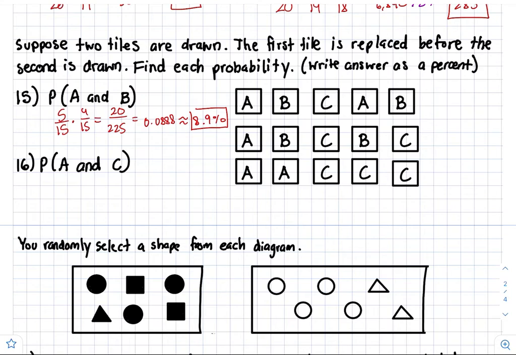Now, the probability of getting A, you guys, is 5 out of 15, and the probability of getting a C is 6 out of 15. Multiply those together, so we get 30 out of 225. 30 divided by 225 is 0.1333. Move the decimal place 2 to the right and round to the nearest tenth: 13.3%.